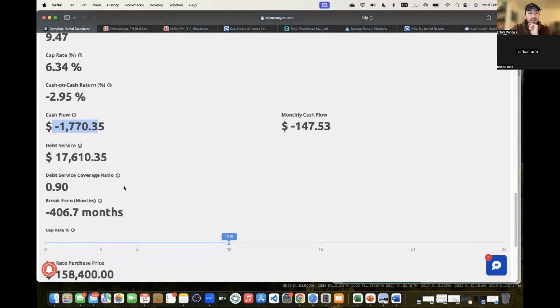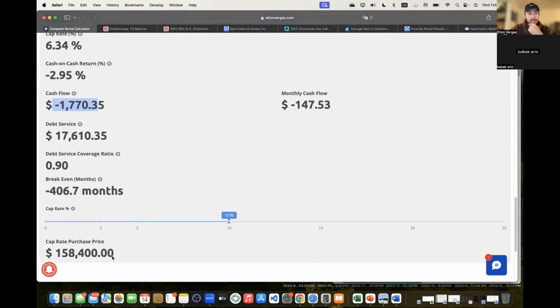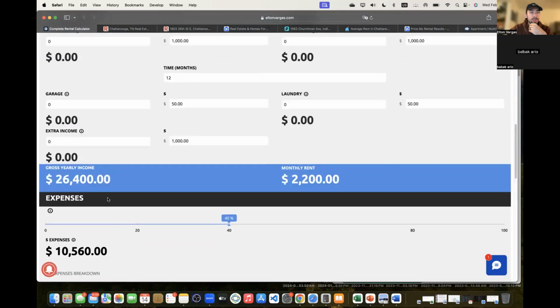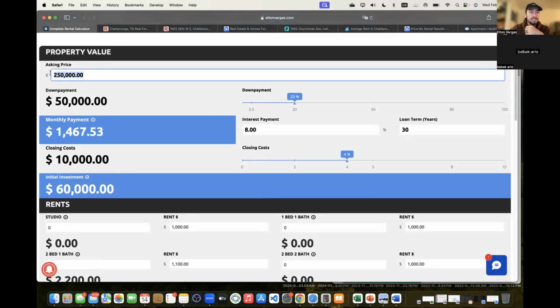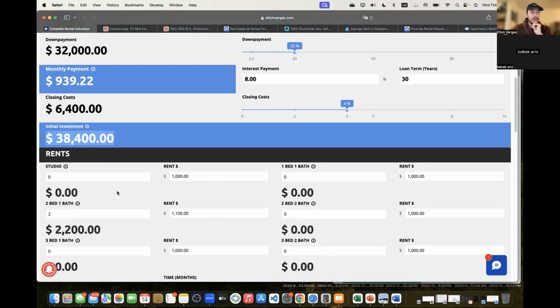Then the calculator already does it for me, where the 10% cap rate is $158,000 for this property. So now let me place that number on the asking price. If I'm able to get it, it's almost a $100,000 discount from here. But let's check it out. Even if I do $160,000, that's perfectly fine. Let's do an even number. $160,000, 20% down, 8% interest rate, 4% closing costs. My investment is almost cut in half.